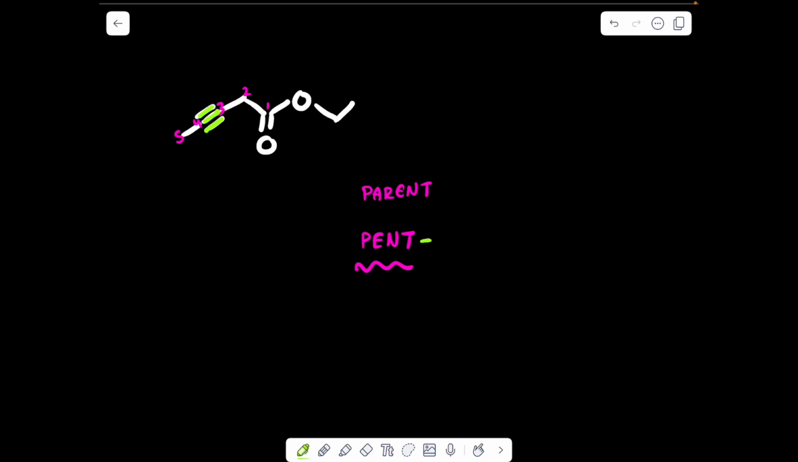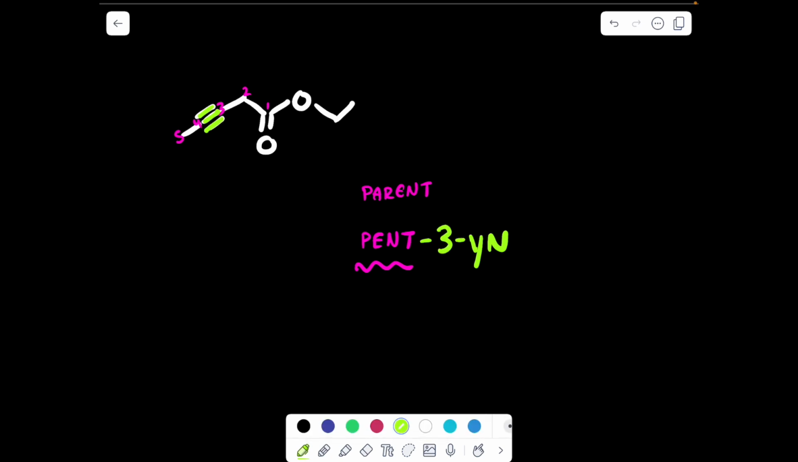So the second question that I must ask is, on my parent chain, are there all single bonds between the carbons? Or is there a double bond present? Or is there a triple bond present? Here I can see, starting at carbon number 3, there is a triple bond. If there's a triple bond, you must write yne. But since the triple bond does not start at carbon number 1, it starts at carbon number 3, you must depict this. So I must say 3-yne.